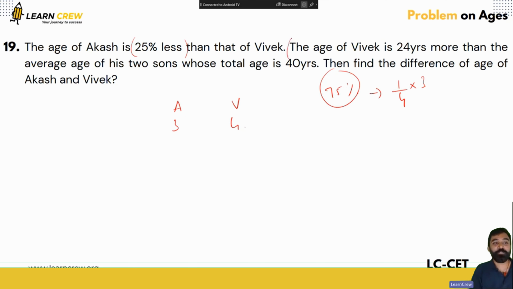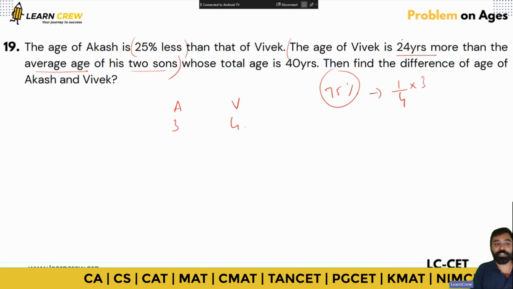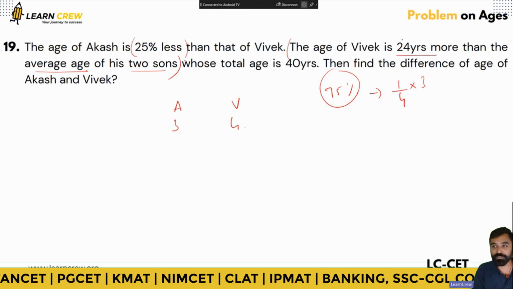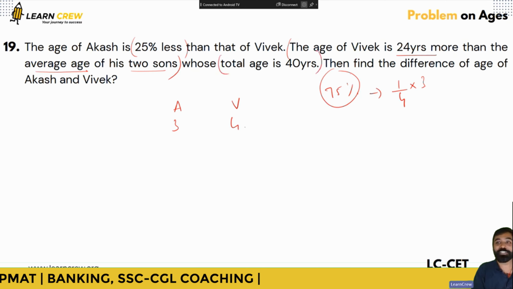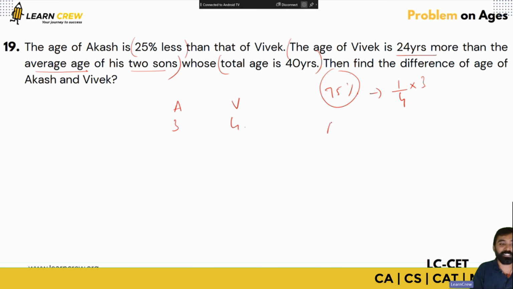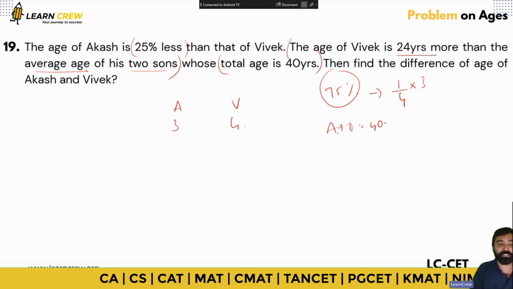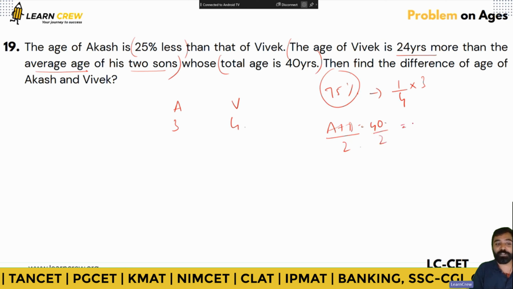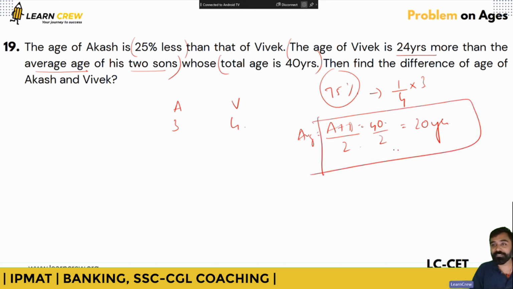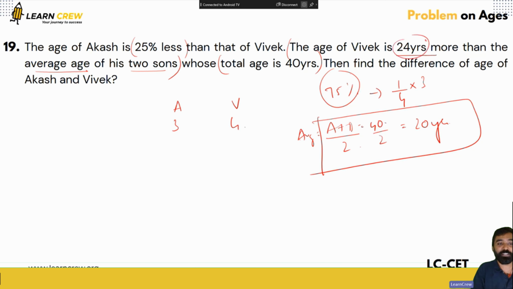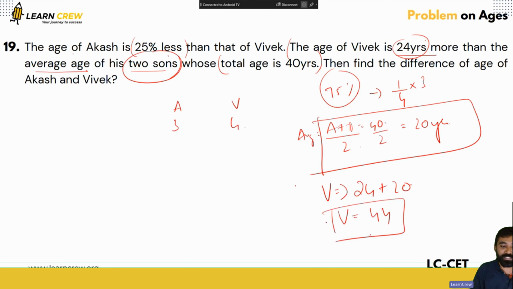Next, the age of Vivek is 24 years more than the average age of his two sons. Average age means whose total age is 40 years. If the total age is 40 years, that is nothing but a plus b is 40. Average means a plus b divided by 2. So 40 divided by 2 is 20 years. This is nothing but the average. So Vivek's age is going to be 24 plus 20. So Vivek's age is 44.